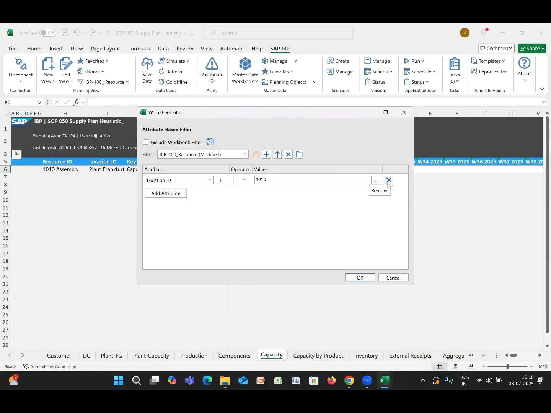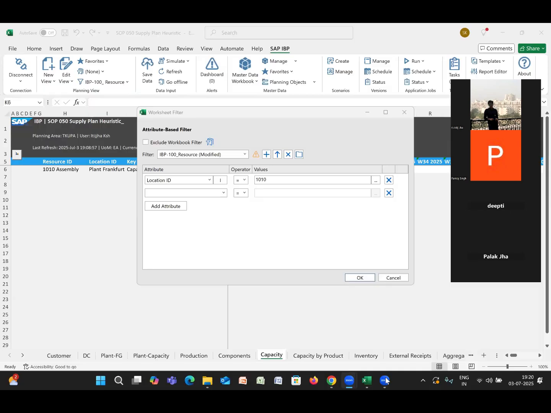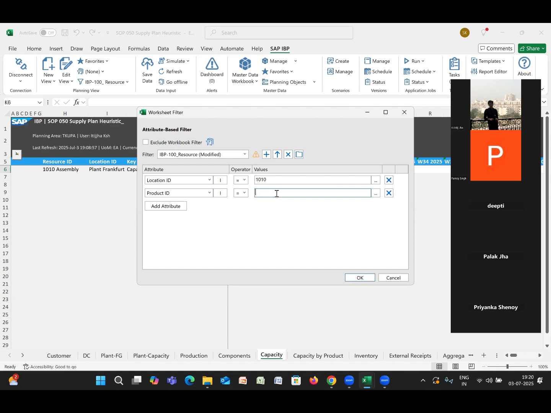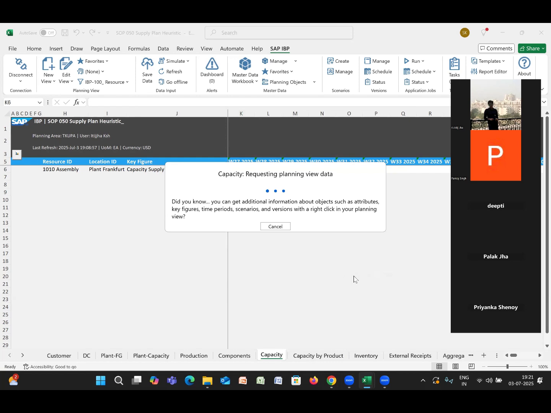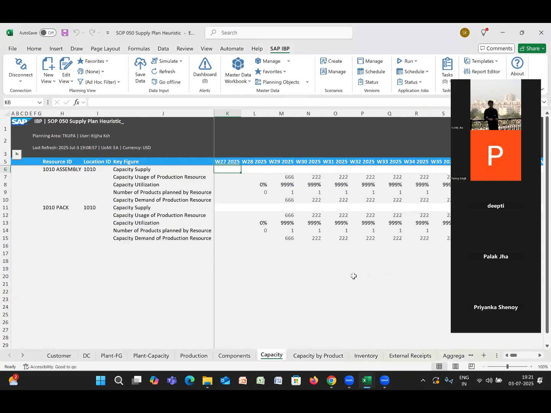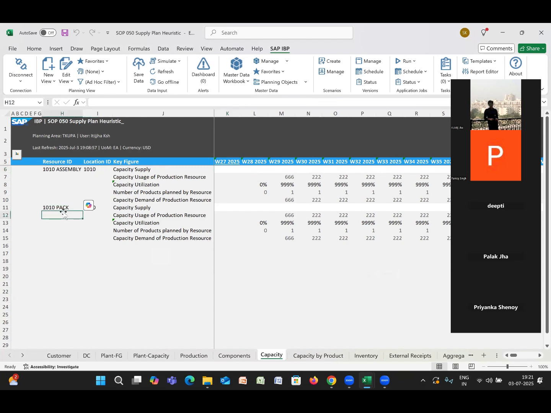We'll remove this for now and we'll give the product. Okay, so product ID is IBP-100. Let's do this. Okay, this is the right one which we are using.